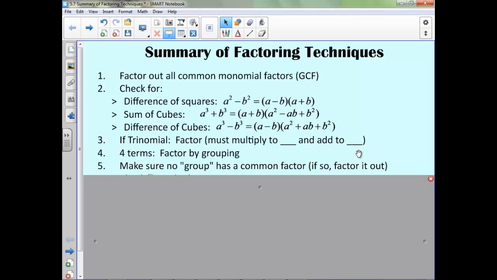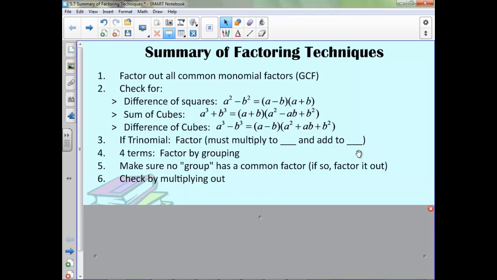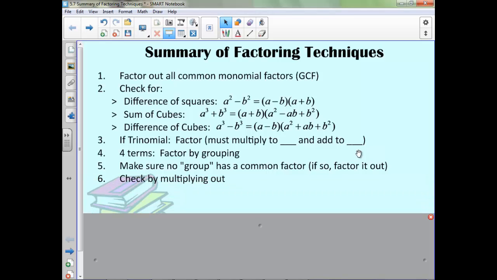We also want to make sure that no group at our end has a common factor. If so, we want to factor it out. So this is just a double check at the end to make sure you got all your GCFs. And then at the end, if you want to check it, you can multiply it back together and make sure it works.